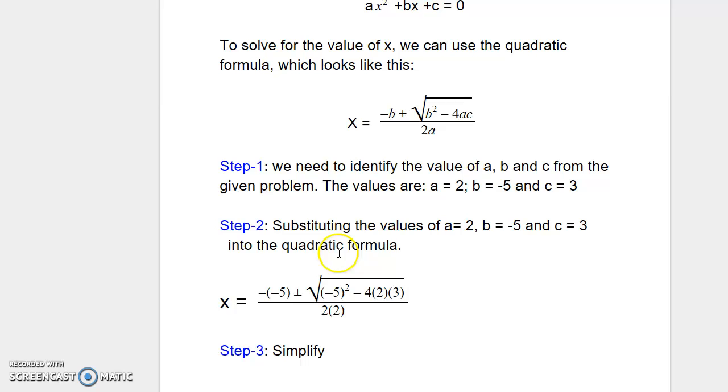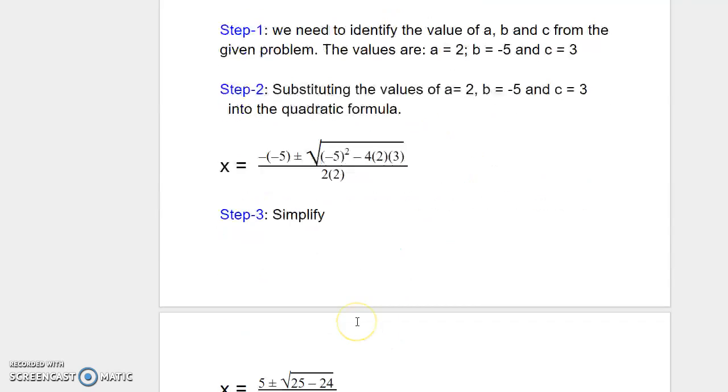So now we are ready to substitute the values of a, b, and c into the quadratic formula. The quadratic formula is minus b plus or minus the square root of b squared minus 4ac, the whole thing divided by 2a. So minus b, minus of the value of b, which is negative 5. So we put that in parentheses, plus or minus the square root of b squared. The value of b is negative 5. Negative 5 raised to the power of 2 minus 4ac. 4 times a is 2 and c is 3. The whole thing divided by 2a, 2 times 2, like that.